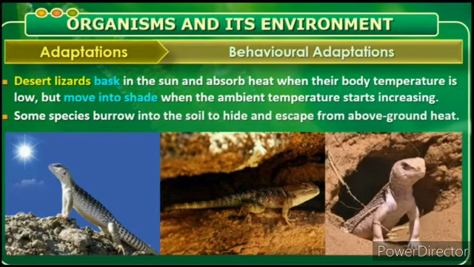Some organisms show behavioral responses to cope with variations in their environment. For example, desert lizards lack the physiological ability that mammals have to deal with the high temperature of their habitat, but manage to keep their body temperature fairly constant by behavioral means. They bask in the sun and absorb heat when their body temperature drops below the comfort zone, but move into shade when the ambient temperature starts increasing. Some species are capable of burrowing into the soil to hide and escape from the above ground heat.